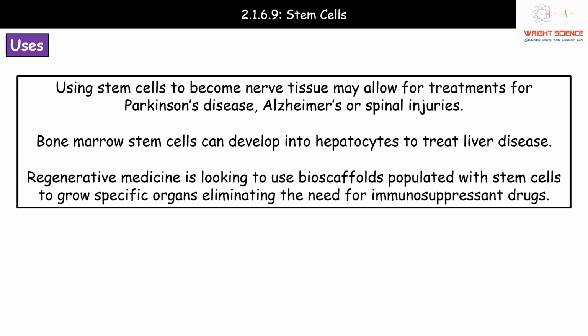We're also looking at using bone marrow stem cells to develop into hepatocytes, which are liver cells, so that we can treat liver disease. So those people that have had various infections or some kind of issue with their livers, and therefore it is now damaged and not functioning correctly, we could potentially create new hepatocytes, which would then allow that to be reversed.